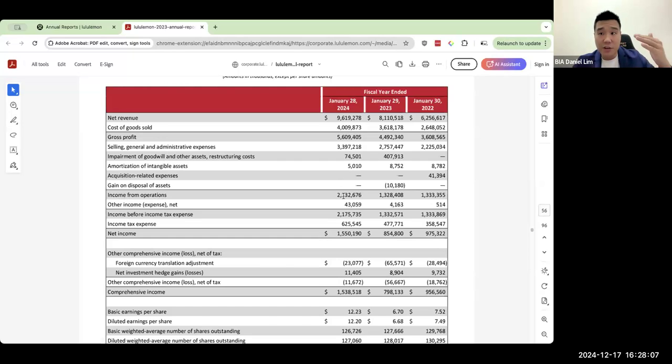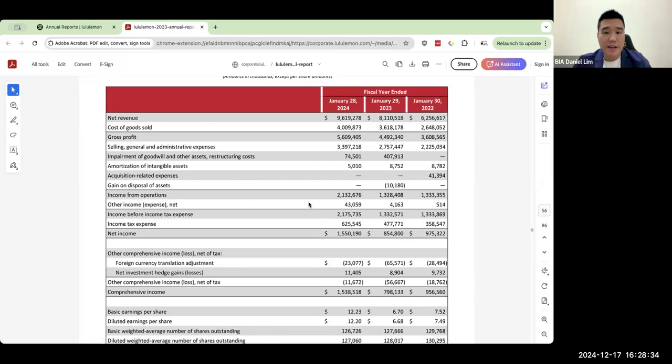Then remember, after your operating expenses, you need to minus your interest and your taxes, right? So here, can you see? These are the taxes, the income tax expense here. So after minus everything, your net income is 1.5 billion. So this is how it looks like. Very simple. Each of them can be displayed differently, but the flow is all roughly the same.